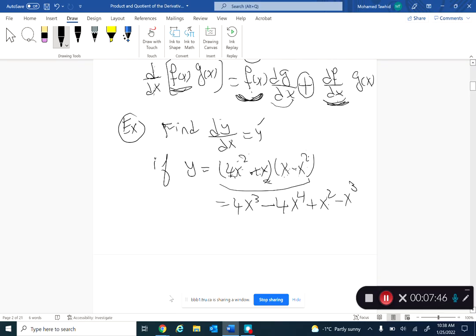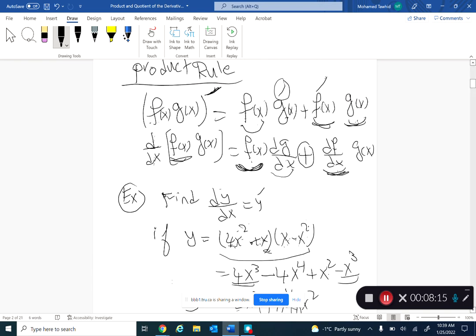Right? And then I can simplify this. Negative x cubed with 4x cubed, you have 3x cubed. Negative 4x to the power 4, and here plus x squared. Right? So that is your y. After I simplify, you can take the derivative, yes. Then you have to go ahead and take the derivative term by term. That is correct, so this one here is correct.